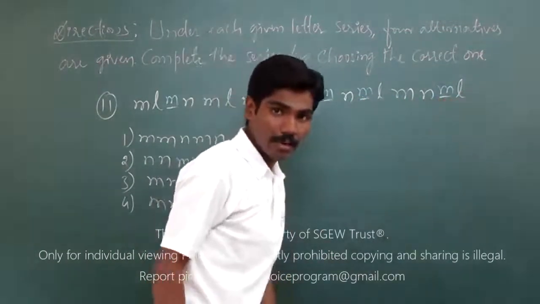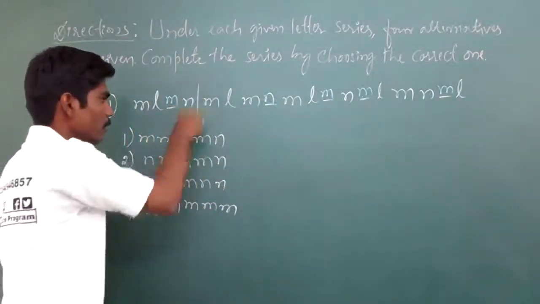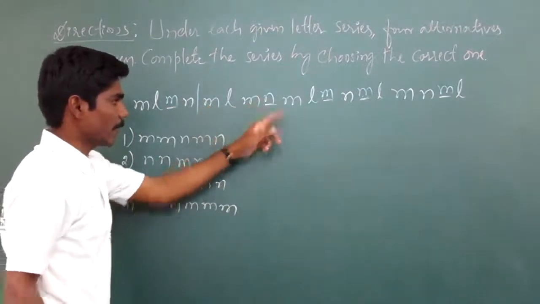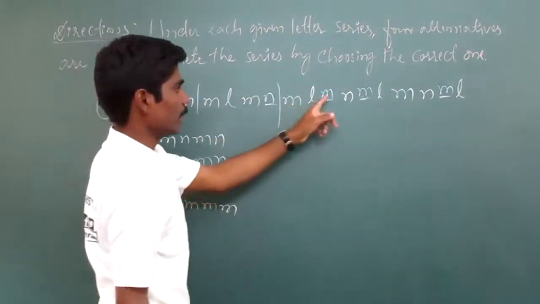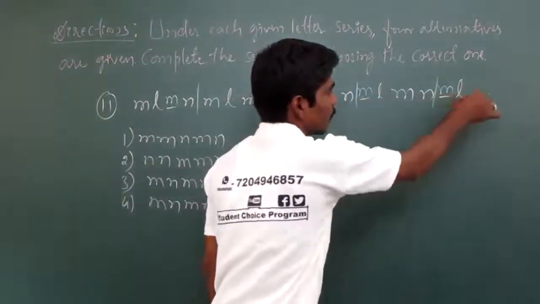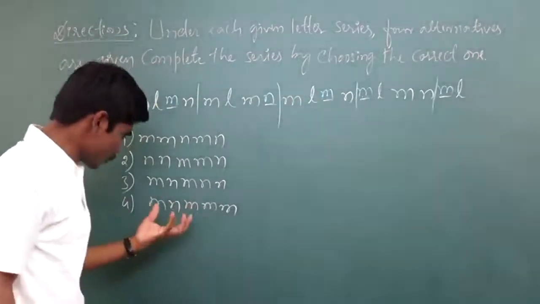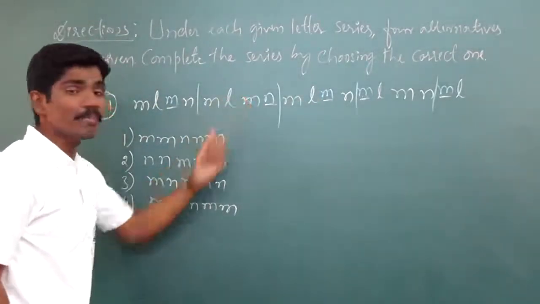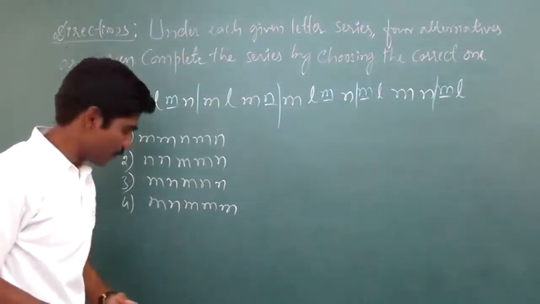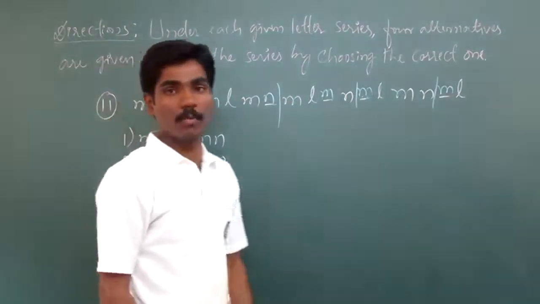M, L. Well friends, now once again read this. M, L, M, N, M, L, M, N, M, L, M, N, M, L, M, N, M, L, M, N. Okay. Now, when you substitute the fourth option, you are having a regular pattern. Therefore, the fourth option is the right option. We'll see some more problems.